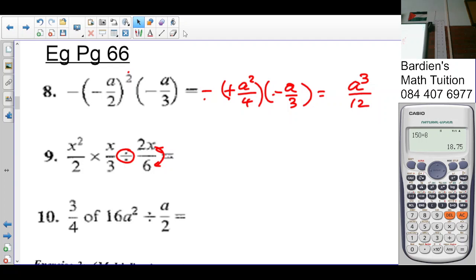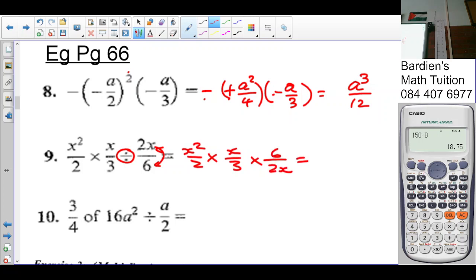Alright, so what do we get? x squared over 2 times x over 3 times 6 over 2x. So 2 goes into 2 once, 2 goes into 6 three times. 3 goes into 3 once, 3 goes into 3 once. Then my x's can cancel, not so? So what are we left with? x squared times 1 will give us x squared, over 1 times 2 will give you 2.